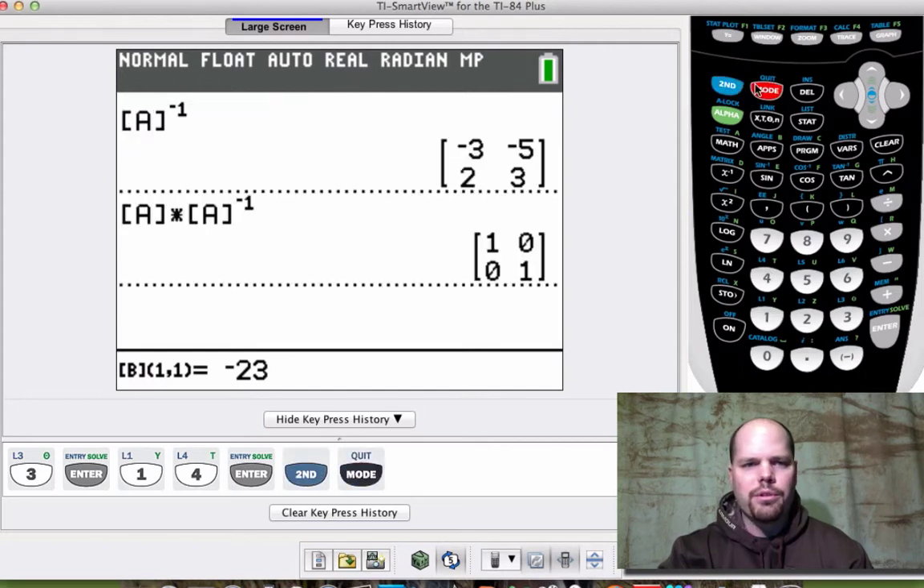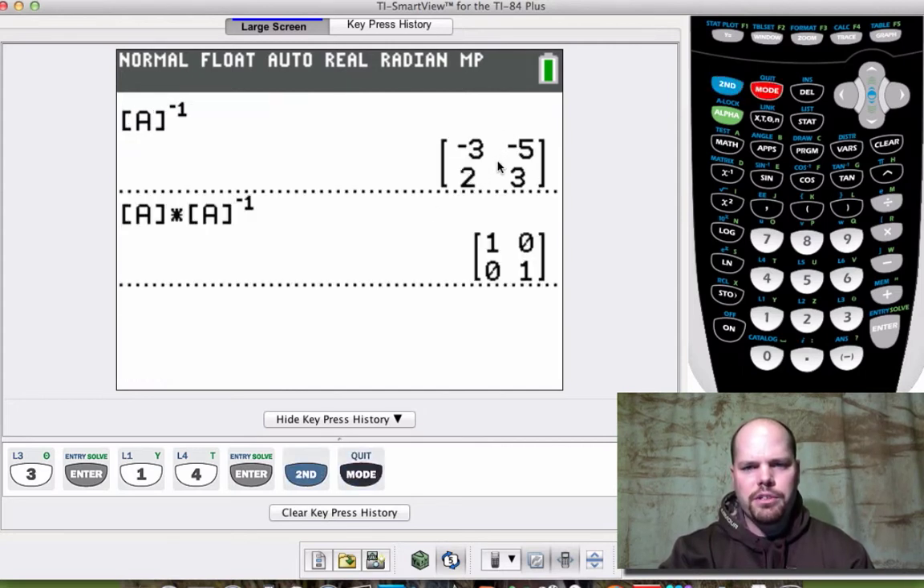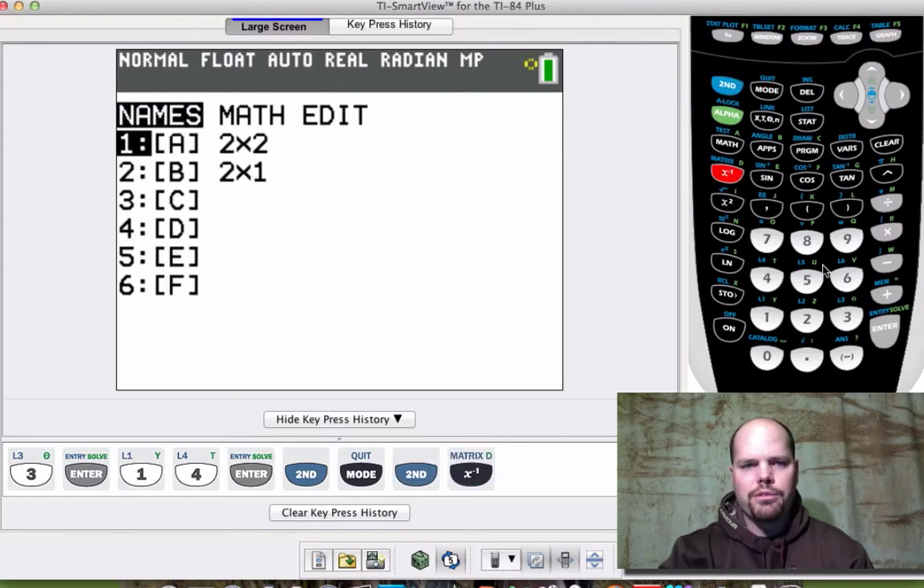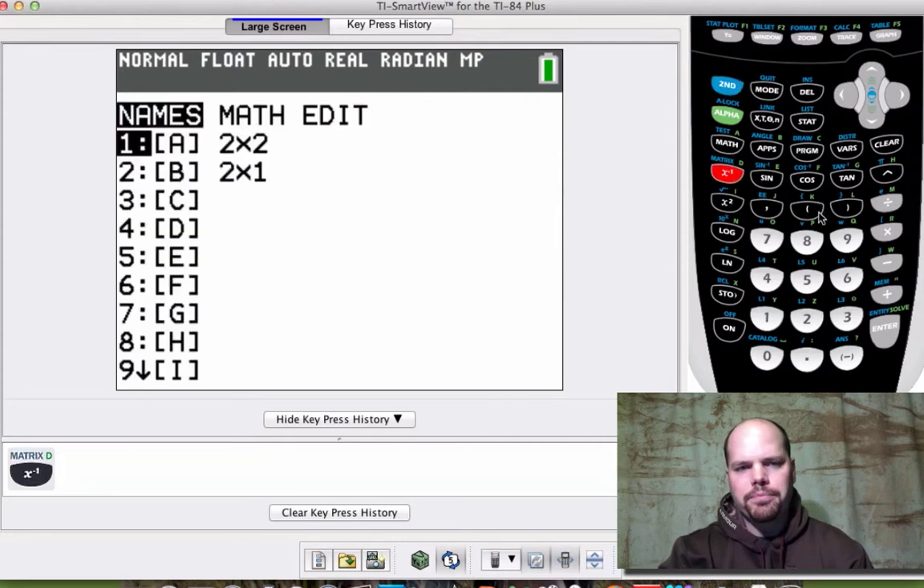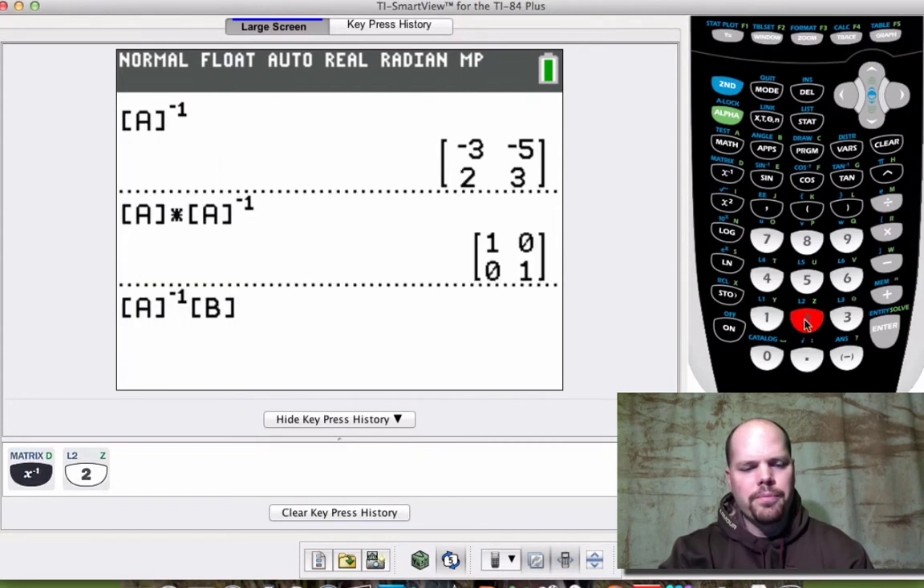Okay, so we need to get to a home screen, and we need to take this inverse matrix times matrix B. So we need to select matrix A, and we need the inverse of it, and we're going to times it by matrix B, because we've already proven that matrix A times its inverse is going to be 1, 0, 0, 1. We've already worked that previously. We just need to get matrix B, option 2, and what this is going to be is our answer.